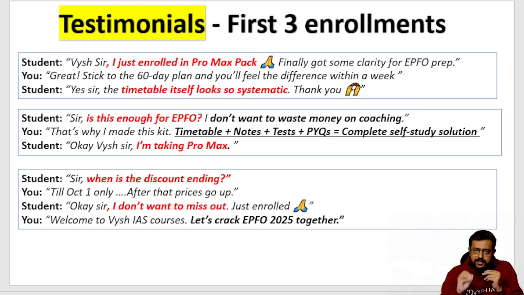So if you want to clear EPFO in 60 days, you need a scientific timetable, which we are giving you already. In that, you need sectional tests, previous year questions, and crisp notes to revise. Everything will be included there, even comparative tables, like different temple architecture comparison or different pottery comparison. All this you will get in chart format in our PDF itself.